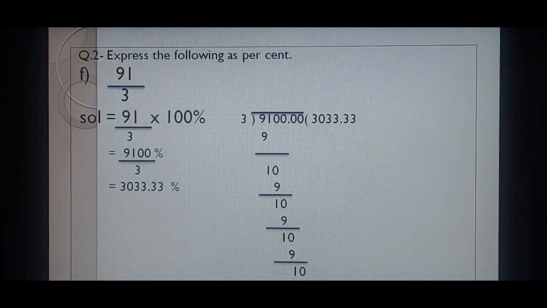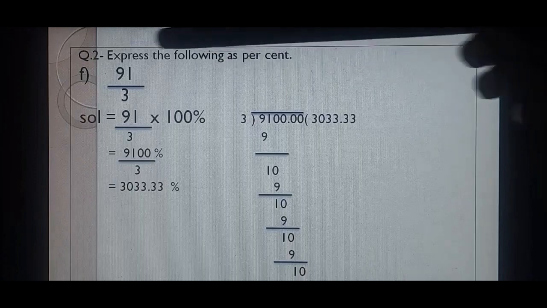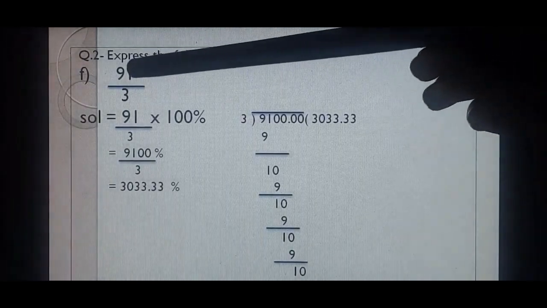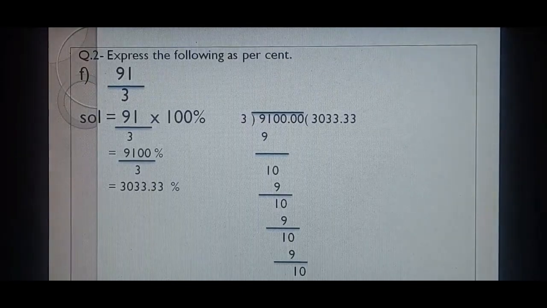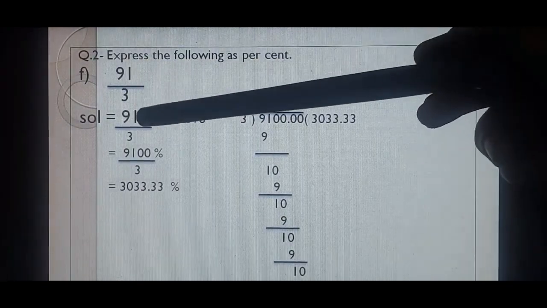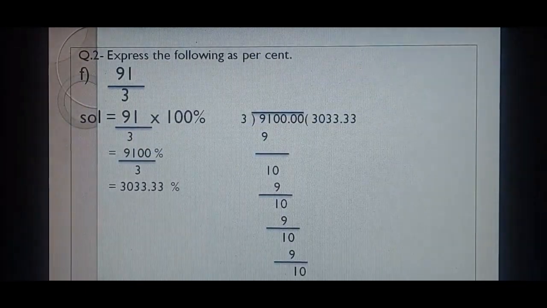Now question number 2. Express the following as percent. F part, 91 upon 3. Now we have 91 upon 3, a fractional number, and we have to convert this fractional number into percent. In the previous question a whole number was there with denominator 100, so it was simple to convert into percentage, but now we don't have denominator 100.